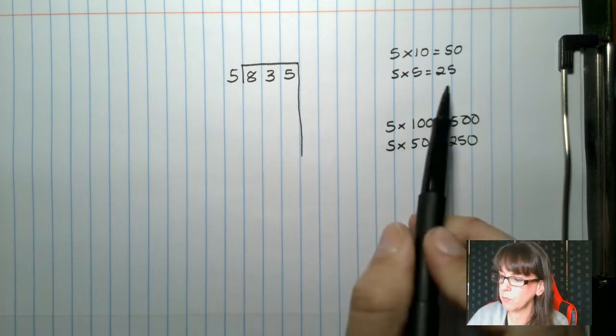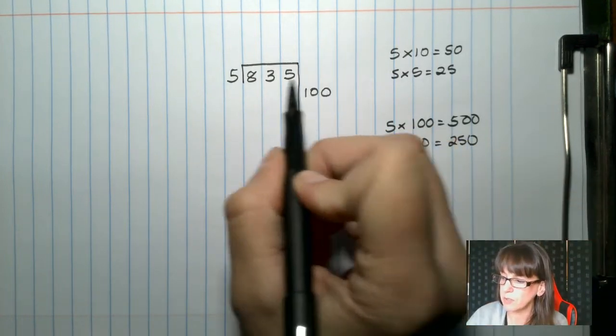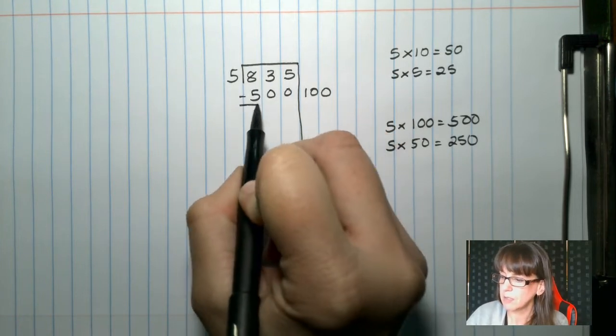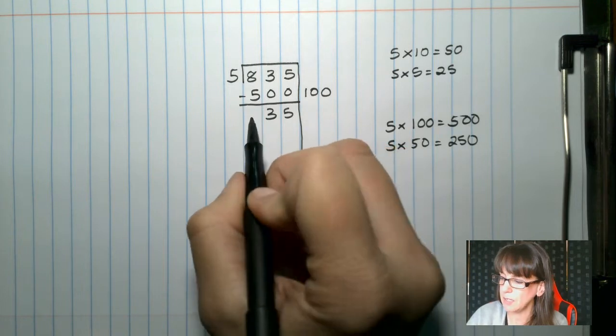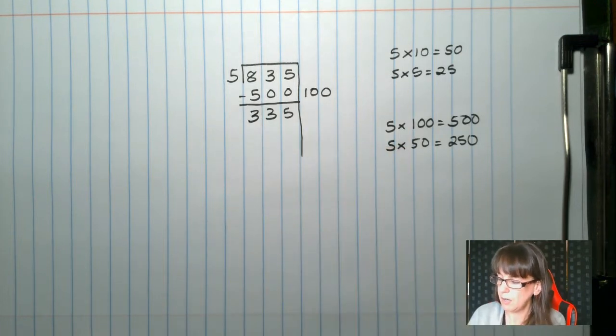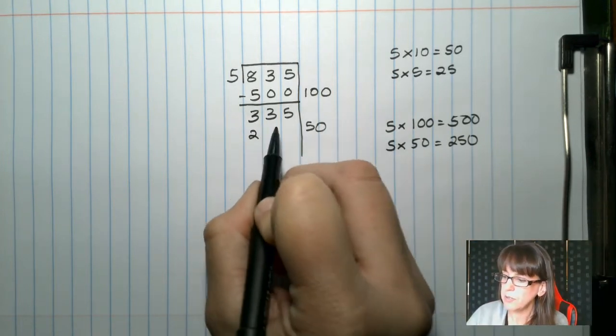So how many times does 5 go into 853? Well, okay, we can do at least 500. So let's get that out of the way. So we're going to say times 100, that gives us 500. Let's subtract. We get 35 here, and then 5, 6, 7, 8, so 335. All right, well, can't do 500, but I can do 250. So let's do a 50 here, and that's 250.